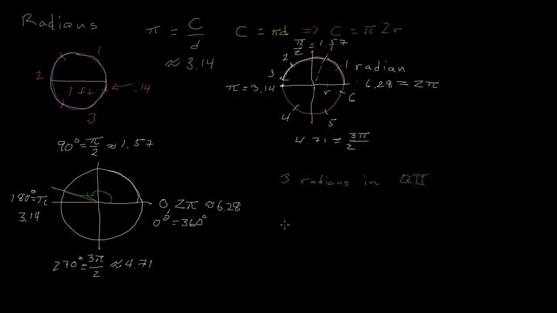If I had a number like 7, let's just say 7 radians, that's a little more than 6 radians, and 7 radians might be all the way around and then some. So this might be where 7 radians is.